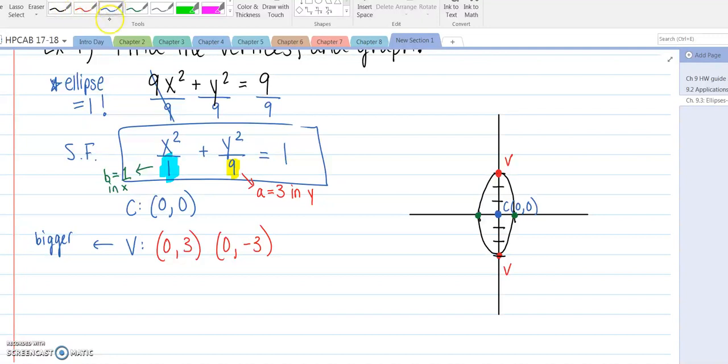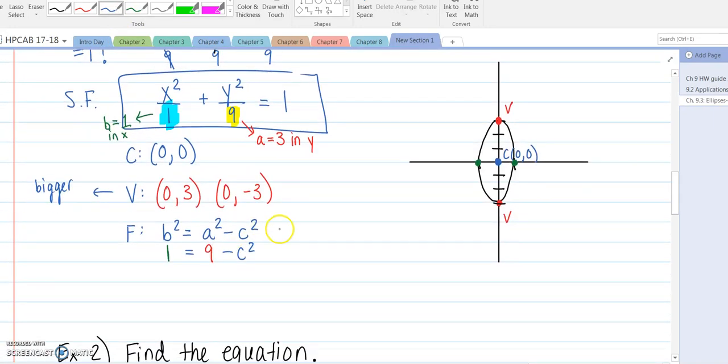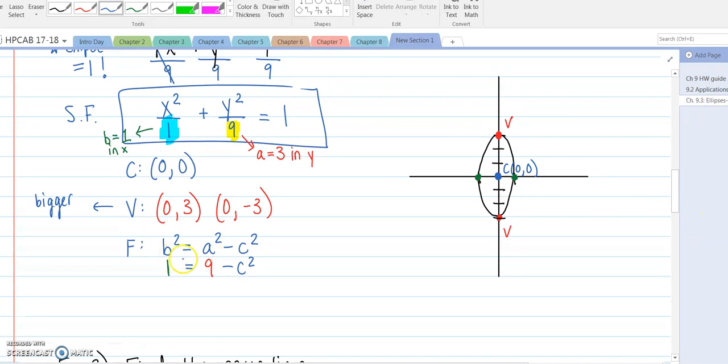Whenever you graph an ellipse, the last piece is to find your foci. And to find your foci, we're going to use that equation from up above. B squared equals A squared minus C squared. So I know B squared is that smaller number, so that would be 1. And I know A squared is my bigger number, and that would be 9. And I'm just trying to solve for C squared. So it would be this equation. All right, I would add C squared, subtract the 1. So C squared will be 8, which means C will be plus or minus 2 root 2.